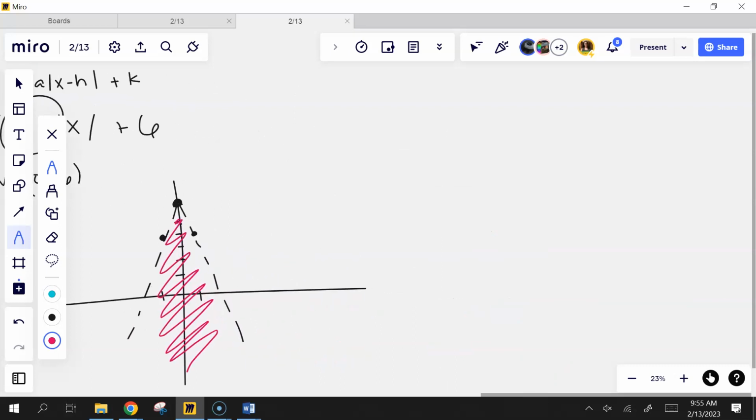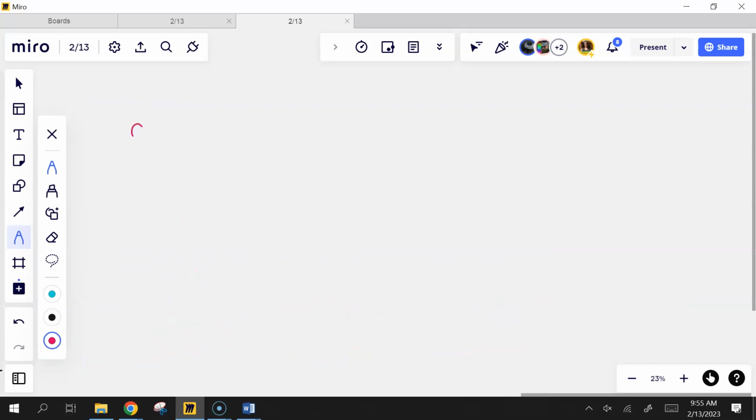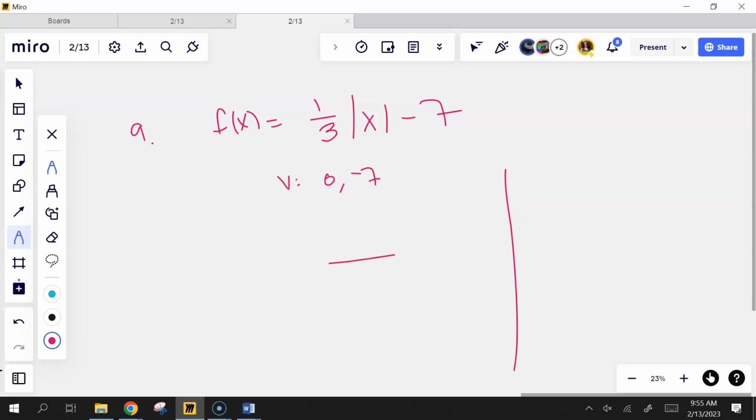Number 9. F of x equals 1/3 absolute value of x minus 7. What is my vertex here? 0, -7, right? 1, 2, 3, 4, 5, 6, 7. Now the slope is 1/3, so I'm going to go up 1 and over 3. Reflect. Connect.